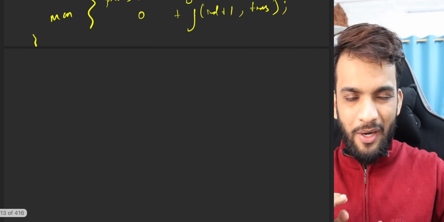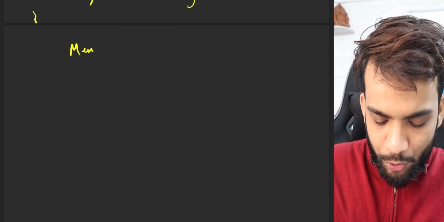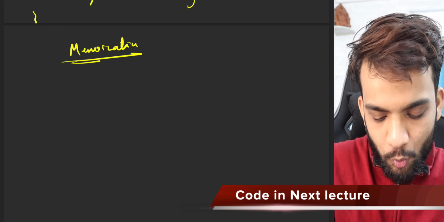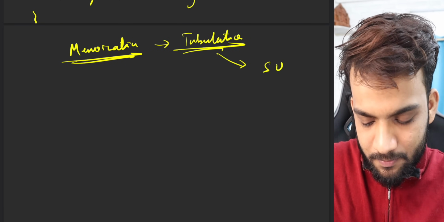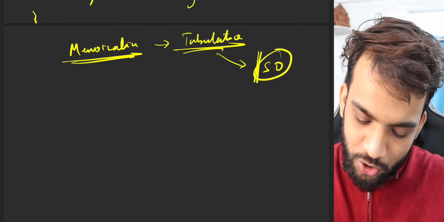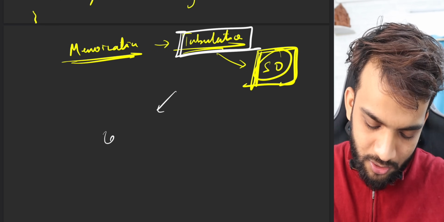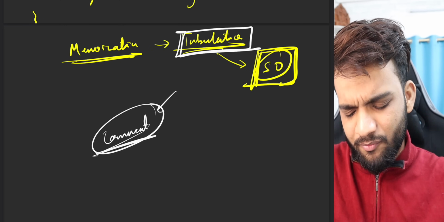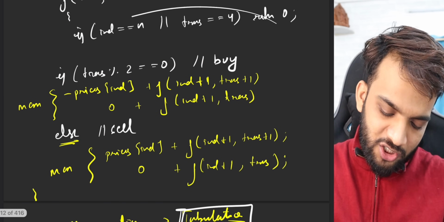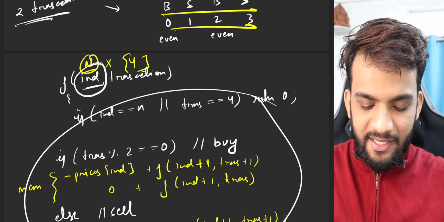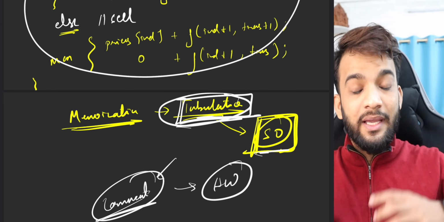So guys, I could have coded this, but I've written the recursive code. I want you to write the memoization code, then convert it into the tabulation, then convert it into the space optimization, and please post the space optimization or the tabulation code in the comment section. I can do this, but let's have some homework for you. Let's post the tabulation and the space optimization of this portion where we use a couple of variables, index and transaction, in the comment section.